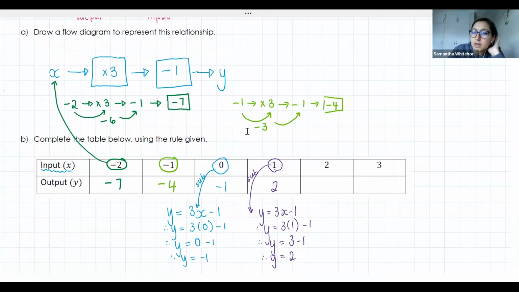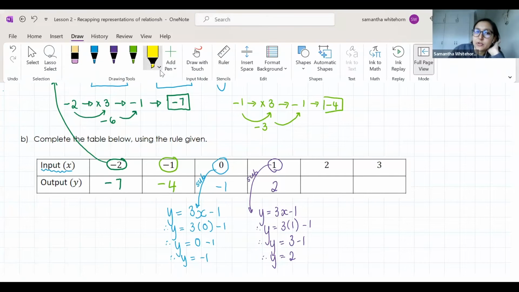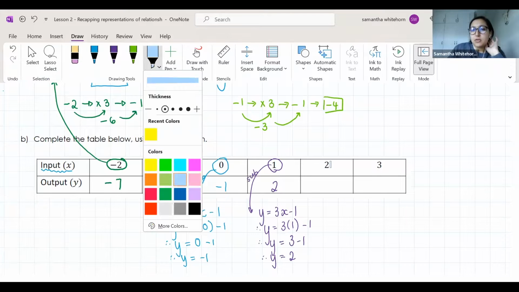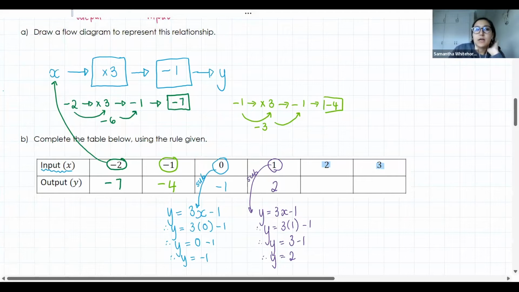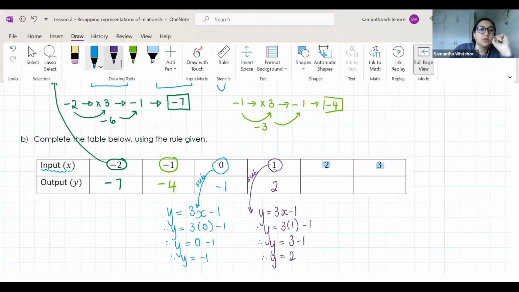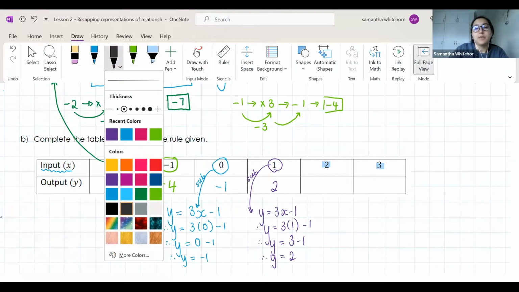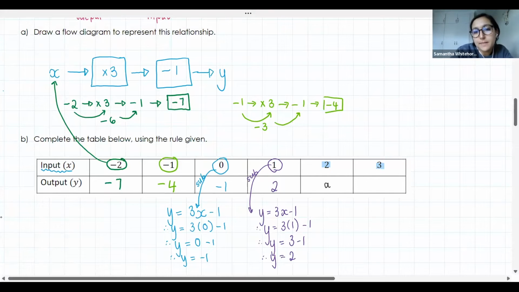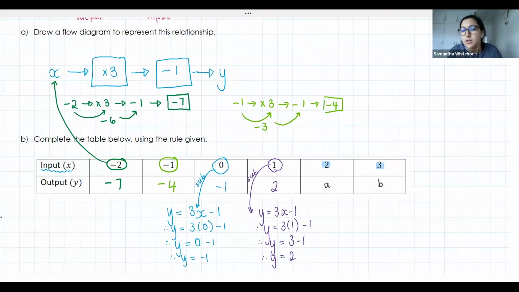Right, so what I'd like you to try is working out the output values for the 2 remaining input values, which are 2 and 3. So that you can put your answers in the chat, I'm going to call this value over here A and this value over here B. In the chat, I want an answer for the output value represented by A and the output value represented by B. Remember, you can use your flow diagram or the substitution method. It really doesn't matter, whatever you're more comfortable with.